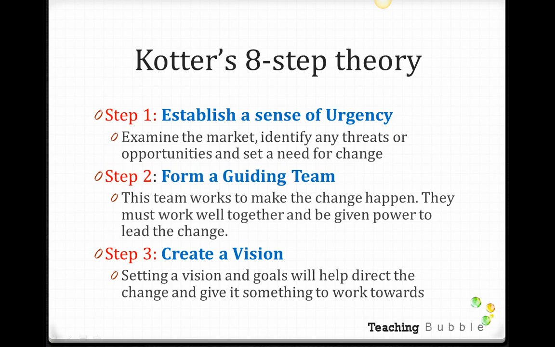So step 1 is to establish a sense of urgency. So it's looking at market conditions, any threats or opportunities that are foreseeable, and that sets the need for change. So it could be an organisation that says, righto, we can see a downturn in the economy or a downturn in the market that we're in, so we're going to actually change and head in another direction.